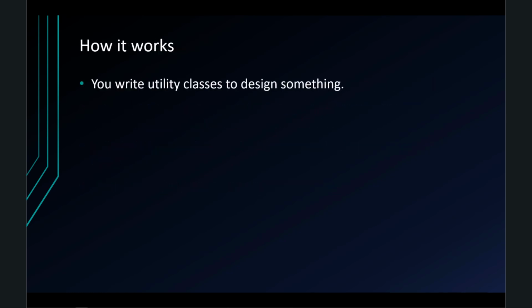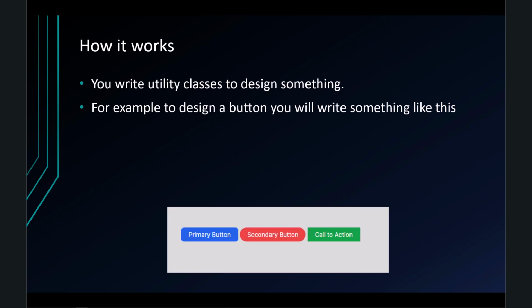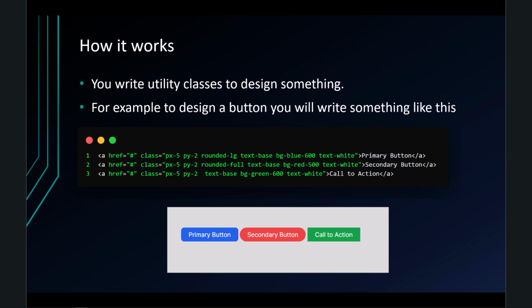How it works. You will not be provided with custom buttons or custom cards. Instead, you will be writing utility classes. For example, you want to create a button. Instead of using a btn class or btn-primary class, you will have to write something like this. As you can see, now we have three buttons: primary, secondary, and call to action. To create these buttons, we have to add classes like this: px-5, py-2, rounded-lg, and the other classes we need.